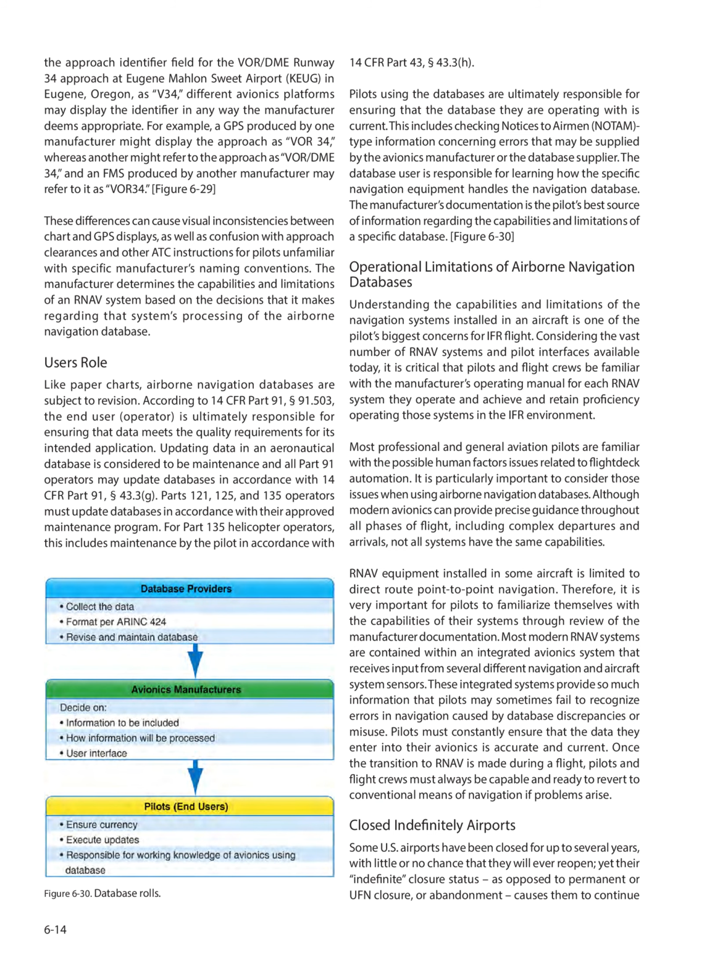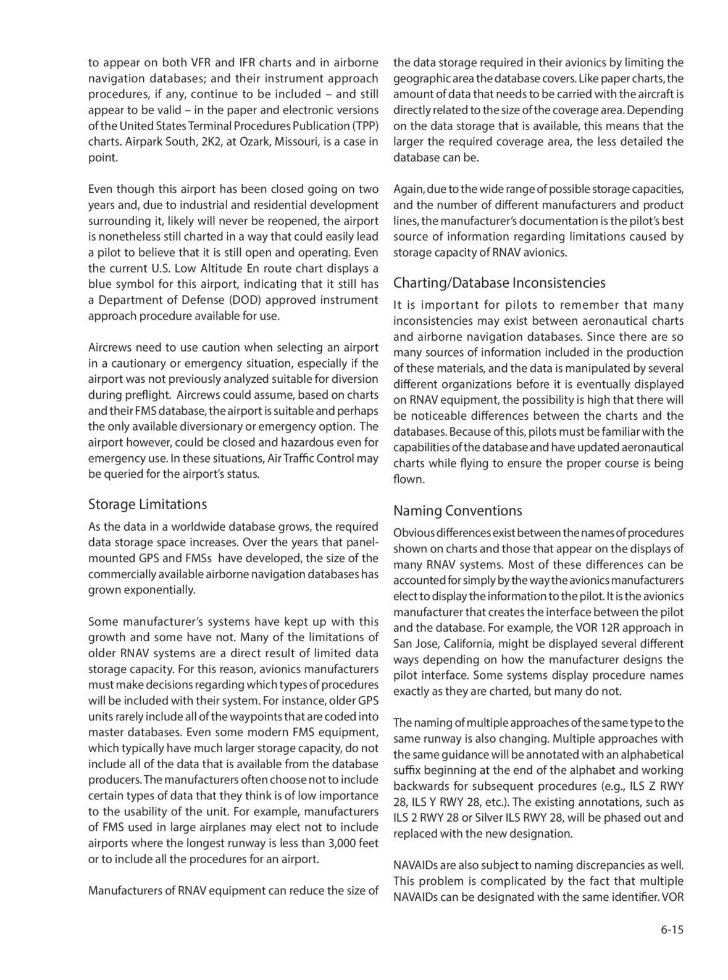Closed indefinitely airports. Some U.S. airports have been closed for up to several years, with little or no chance that they will ever reopen. Yet their indefinite closure status, as opposed to permanent or UFN closure or abandonment, causes them to continue to appear on both VFR and IFR charts and in airborne navigation databases, and their instrument approach procedures, if any, continue to be included, and still appear to be valid, in the paper and electronic versions of the United States Terminal Procedures Publication, TPP charts. Air Park South, 2K2, at Ozark, Missouri is a case in point.